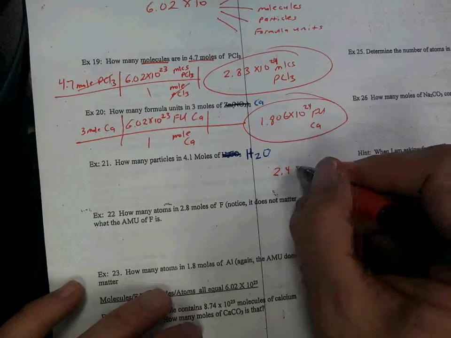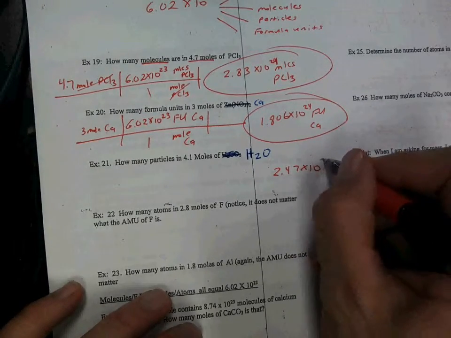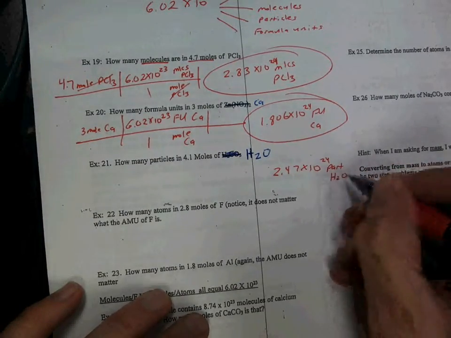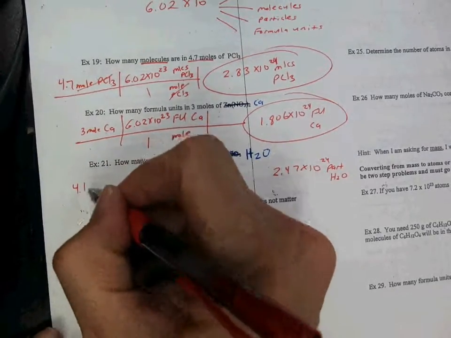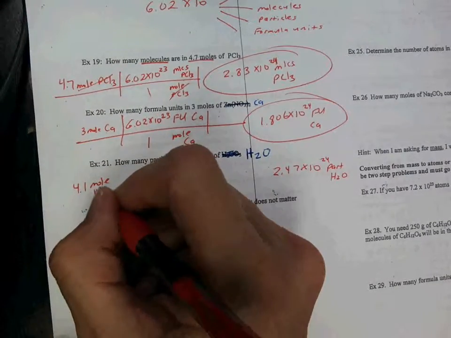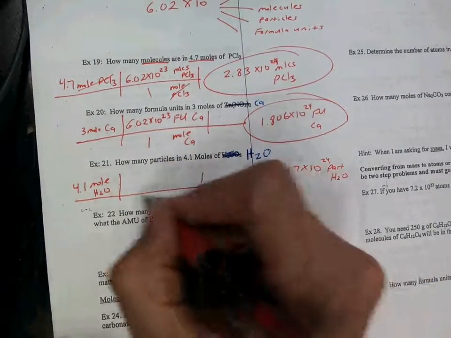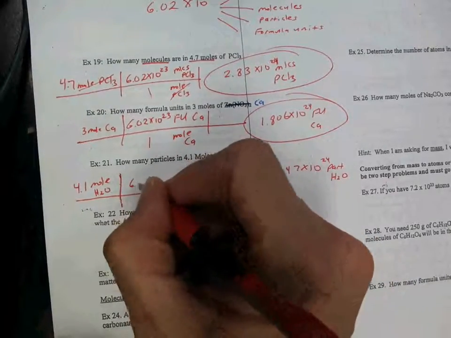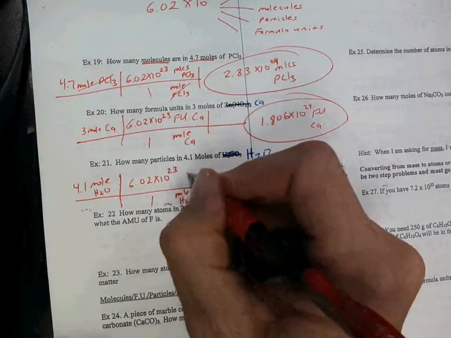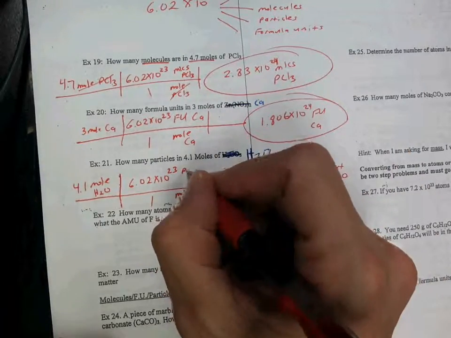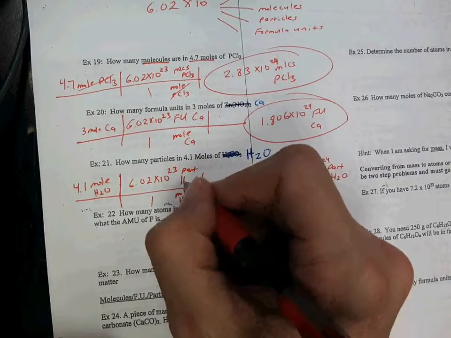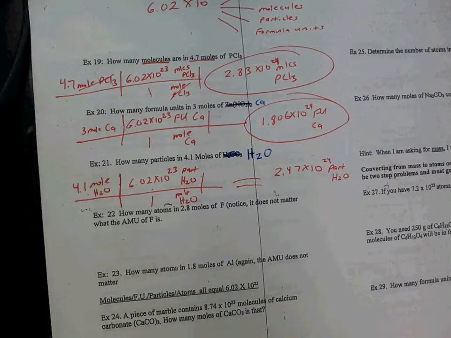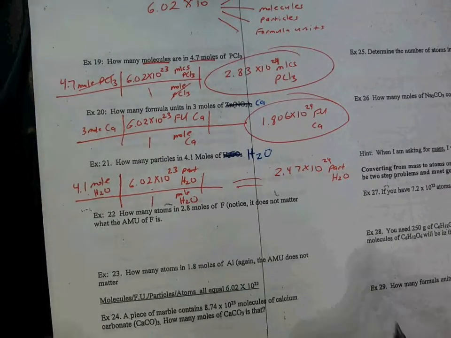All right, if you worked it, you should have gotten 2.47 times 10 to the 24th. And that's going to be particles of H2O. And if you want me to work that real quick, I'll just be quick with it. Mole of H2O. I remember that particles is one of these things up here. So that 6.02 number goes with particles. And then when I multiply this times this, I get that answer.